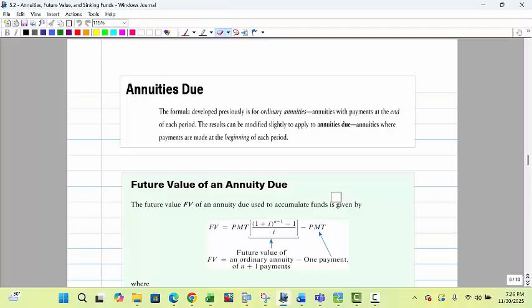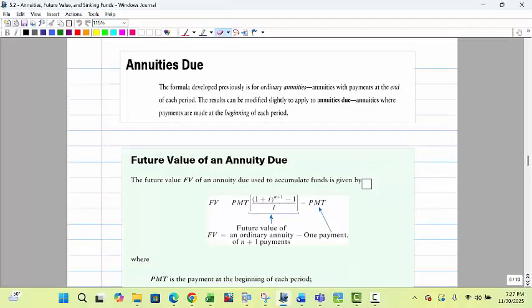Now, I didn't copy from the book or go through in the lecture the math of why these formulas turn out the way they do. It's not important for you to know, but if you wanted to look out of curiosity, you could. It's a little complicated, but you don't need to worry about why the formula comes out the way it does. But you're actually subtracting a payment here because you have one payment that doesn't earn interest. So you back off one of the payments.